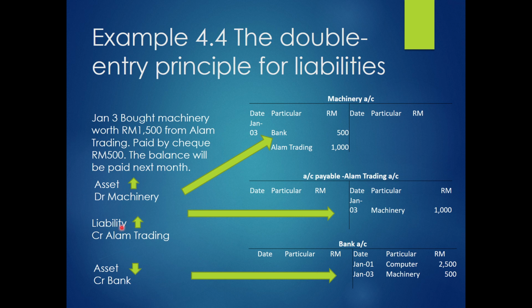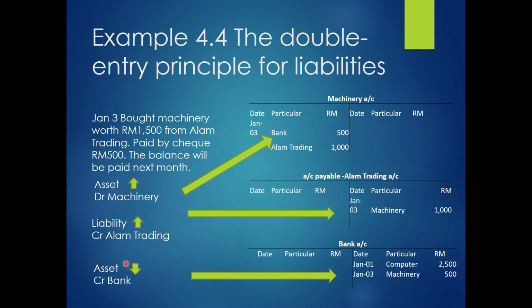And the second effect, liability to Alam Trading increase. Liability increase, credit. The next account is account payable Alam Trading. The entry will be made on the credit side. The date is 3rd January. Particular is to buy a machine, which is machinery.